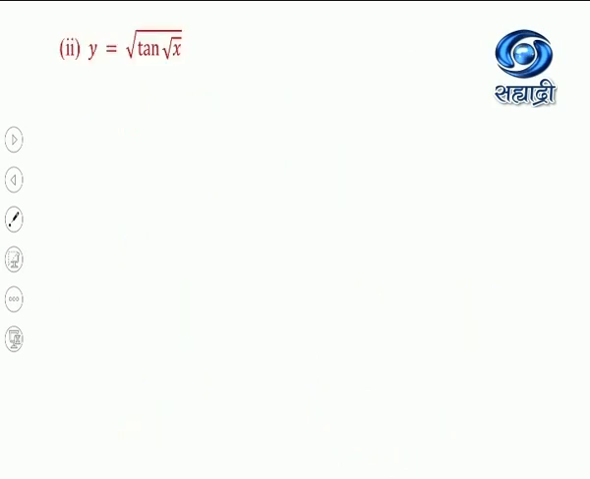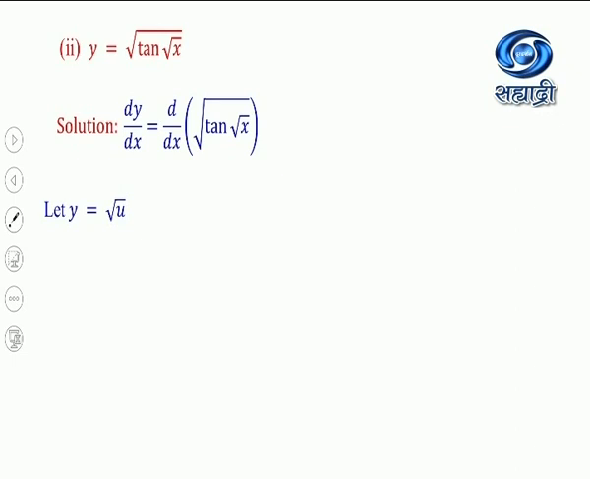Now to see our next example, y equal to under root tan of root x. Now students, see here, by taking derivative of both the sides with respect to x, we write dy by dx equal to d by dx of right hand side. Now here we consider y equal to root u. Now u equal to tan of root x. Here you say that u equal to tan v, because u equal to tan of root x. What is v now? That is root x. So you write where v equal to root x.